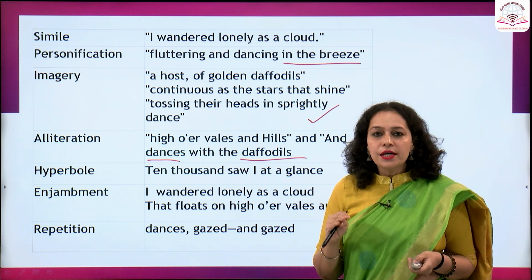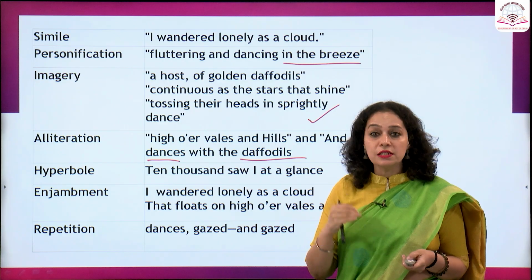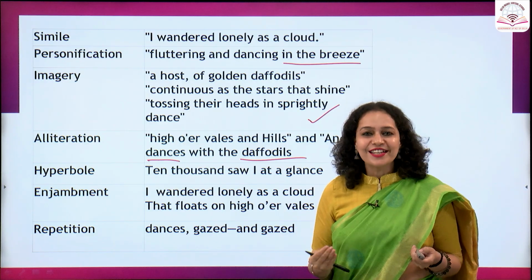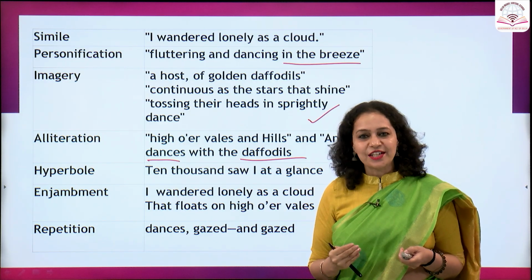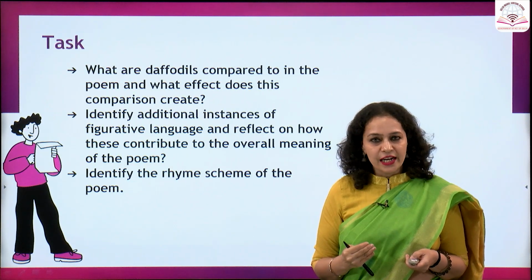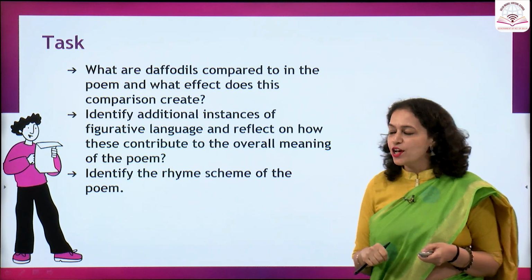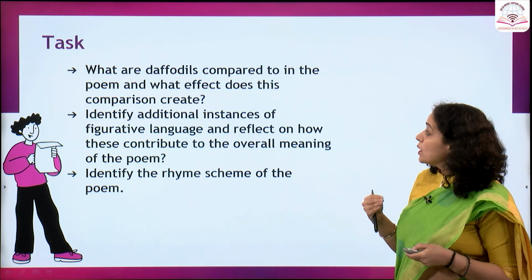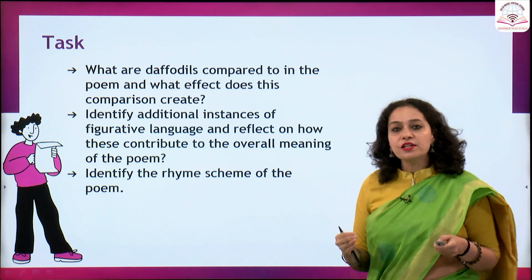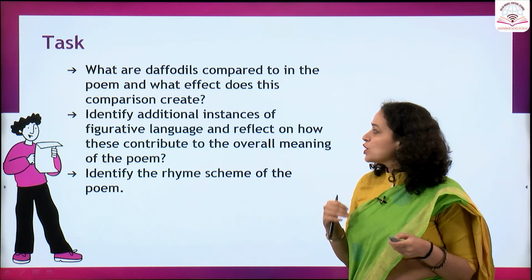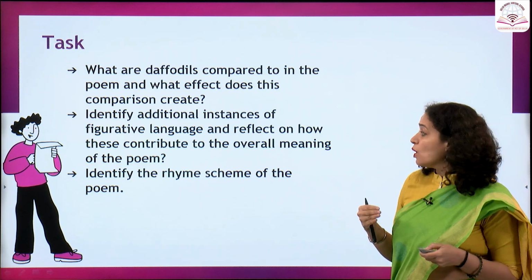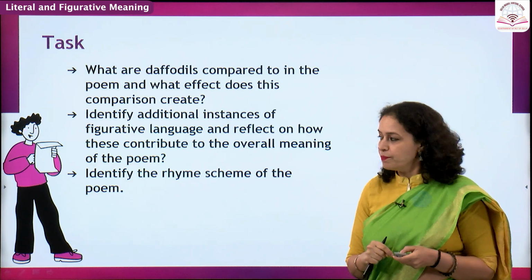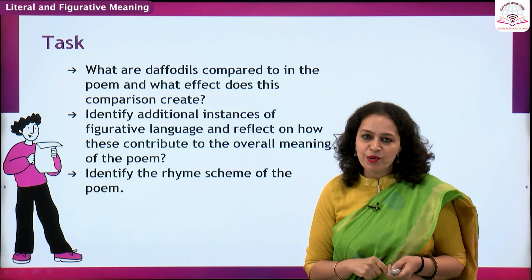So I'm sure students, now you have understood what I actually mean by the deeper meaning of the poem or the metaphorical meaning of the poem, or when I talk about the figurative symbolism and the figurative language that is being used in the poem. And now, as usual, the most interesting task is here for you. You have to explore this poem, you have to reread this poem and find out what are daffodils compared to in the poem and what effect does this comparison create. You have to identify some more instances of figurative language and reflect on how these contribute to the overall meaning of the poem. Finally, identify the rhyme scheme of the poem.